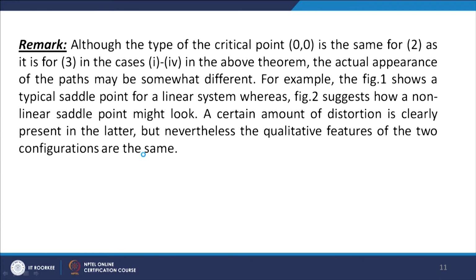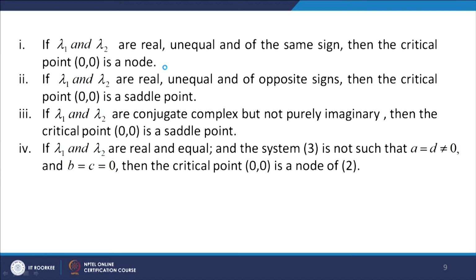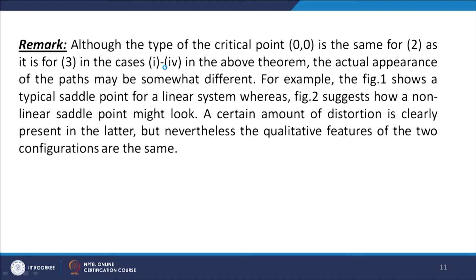Now, let us look at this remark. Although the type of the critical point (0,0) is the same for 2 as it is for 3 in the cases 1, 2, 3, 4 in this theorem, the actual appearance of the paths may be somewhat different.